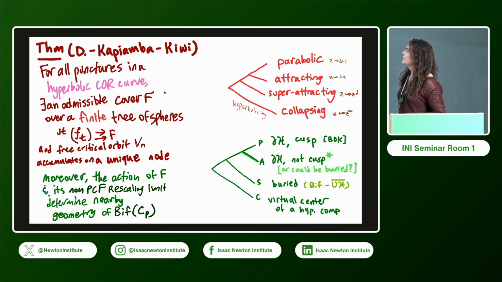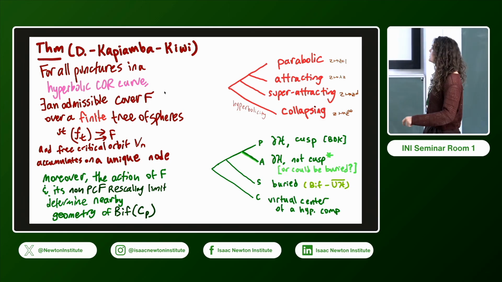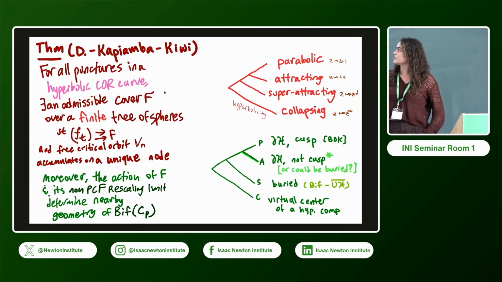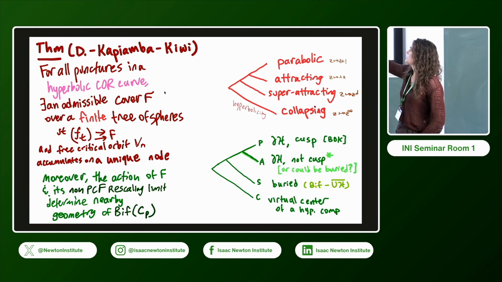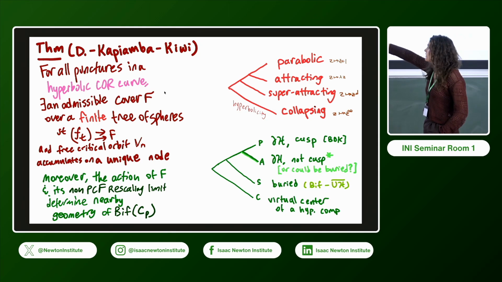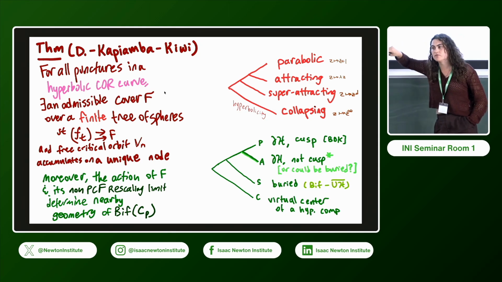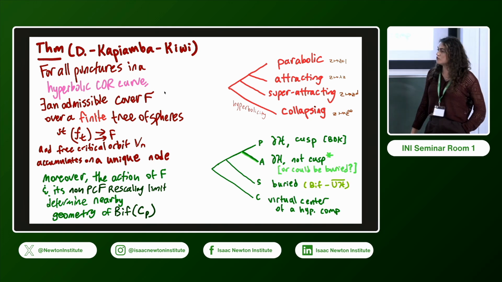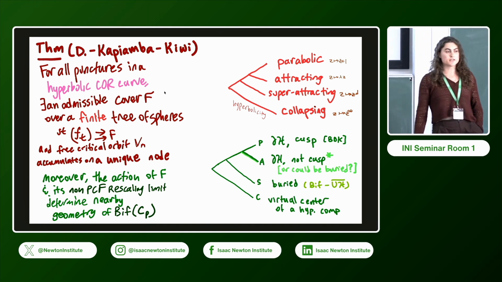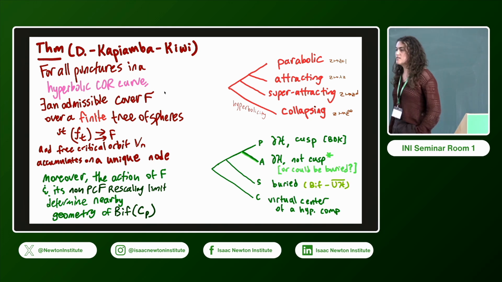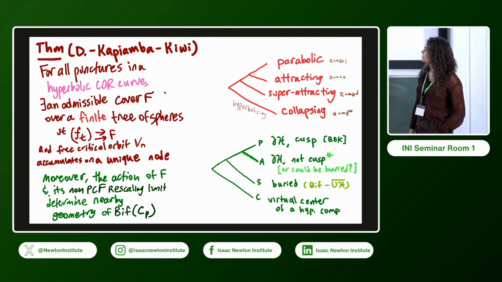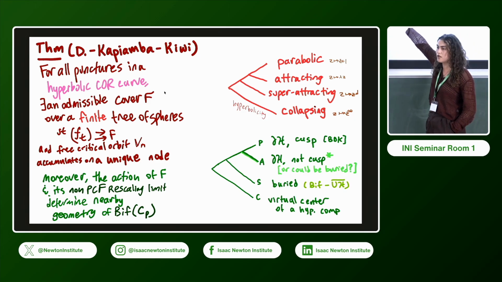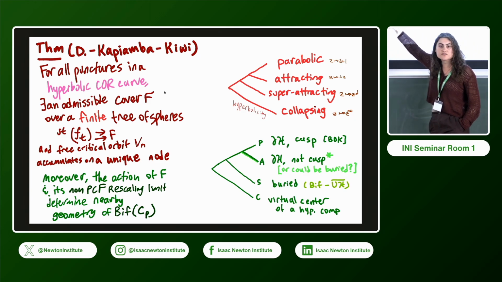In terms of the main theorem that came from this work with Alex and Jan, if we're looking inside of a hyperbolic core curve, all punctures admit some admissible cover f that acts on this finite tree of spheres, so that when we look at f of t converging to this action of f on this tree of spheres, the free critical orbit accumulates on a unique node in that tree of spheres. What allows us to give a classification of these punctures is how fast the free critical orbit is accumulating on this node of our tree of spheres.